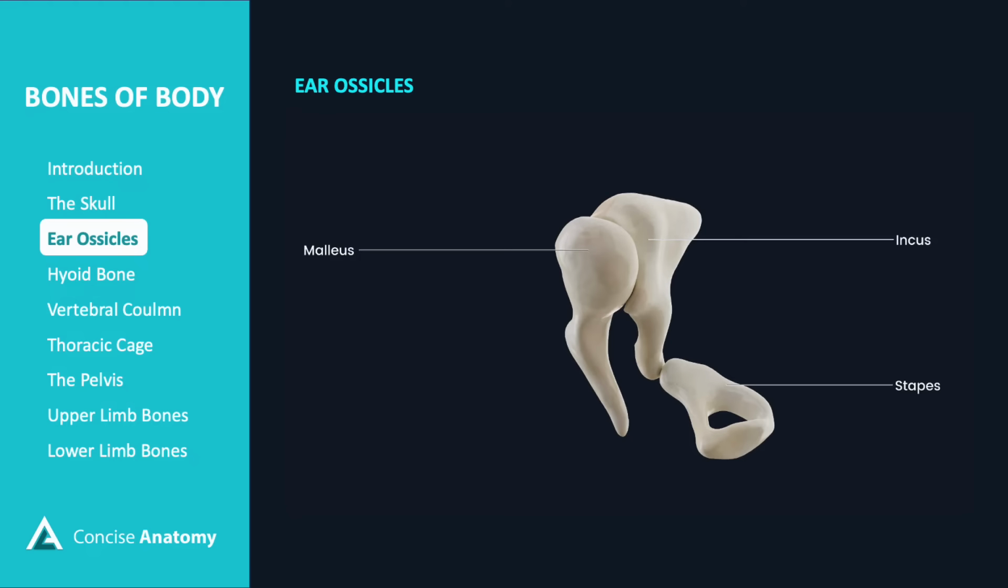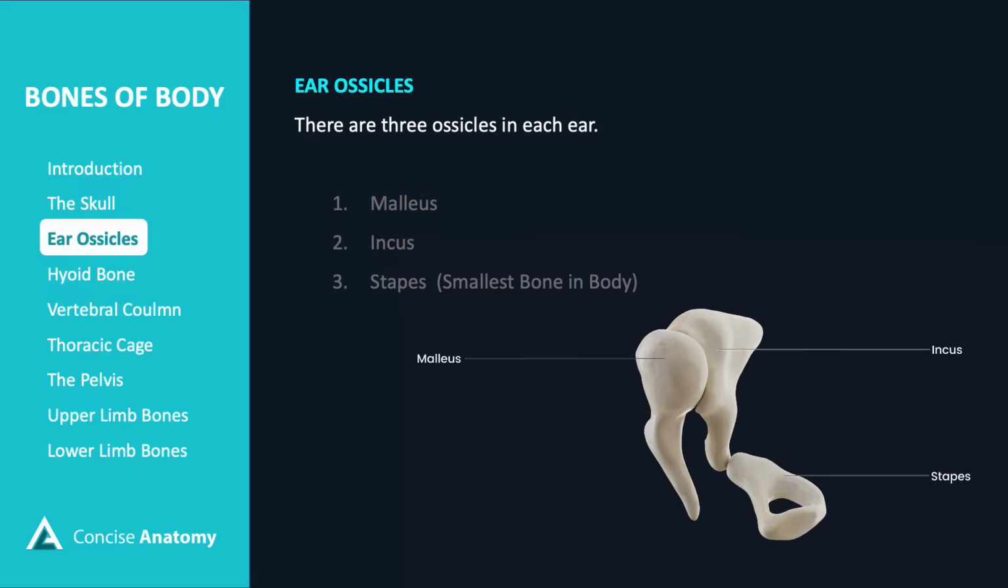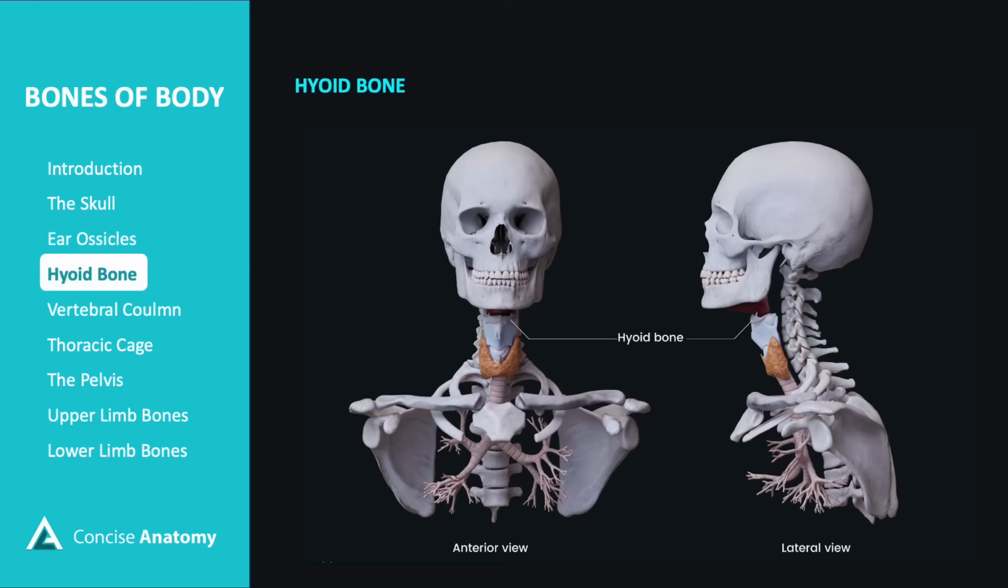Now, let's move on to the ear ossicles, the tiny bones located in the middle ear that play a crucial role in hearing. There are 3 ossicles in each ear: the malleus, which connects to the tympanic membrane, the incus, which serves as the intermediary bone, and the stapes, the smallest bone in the body, which transmits sound vibrations to the inner ear. The hyoid bone is a U-shaped bone located in the neck, just above the larynx.